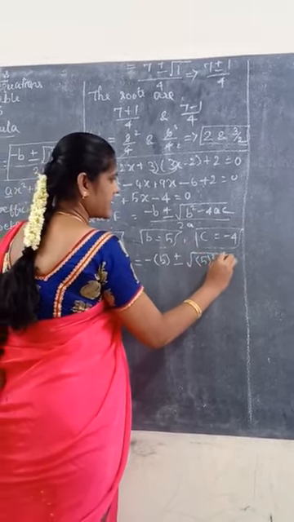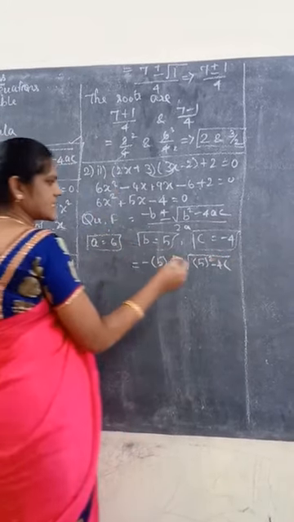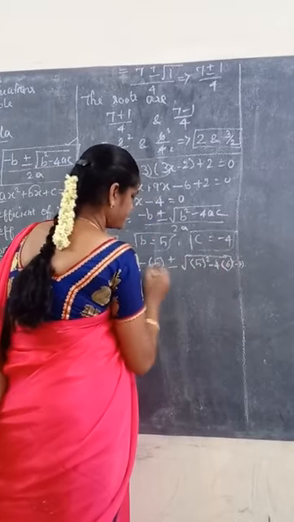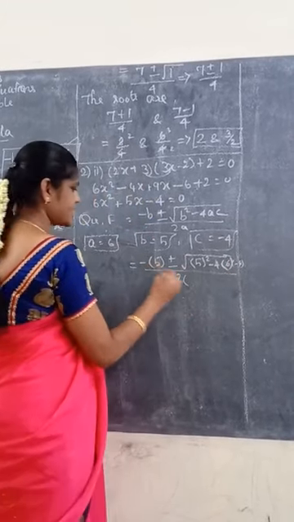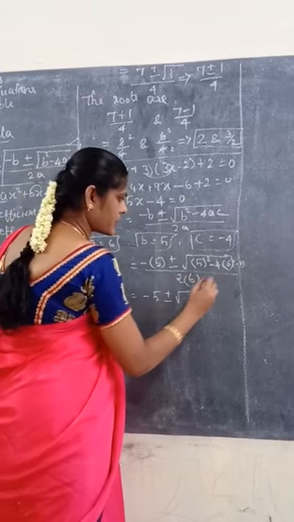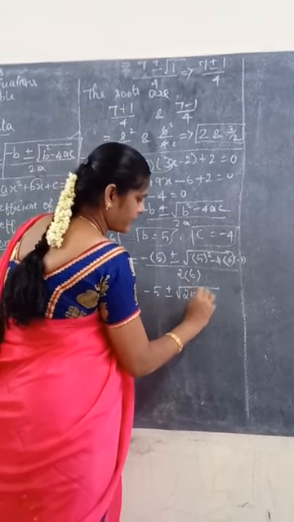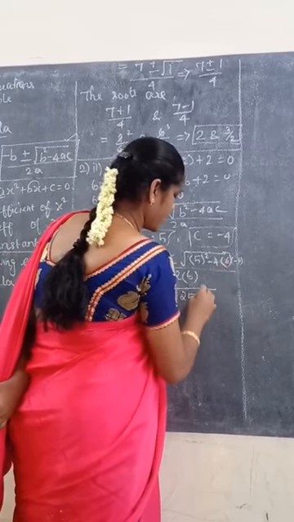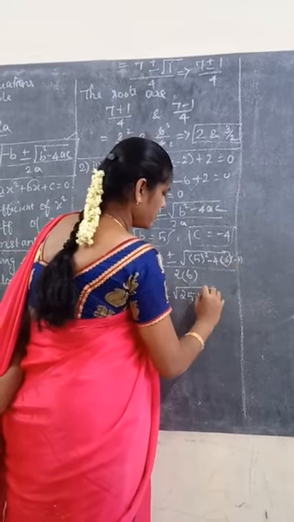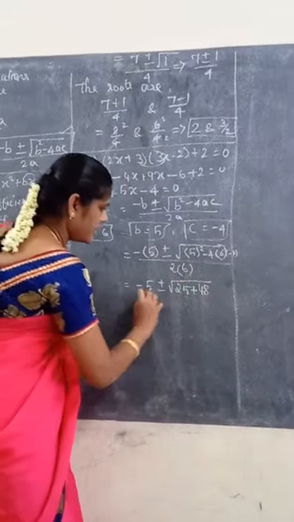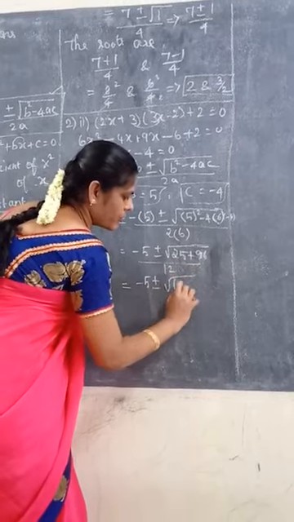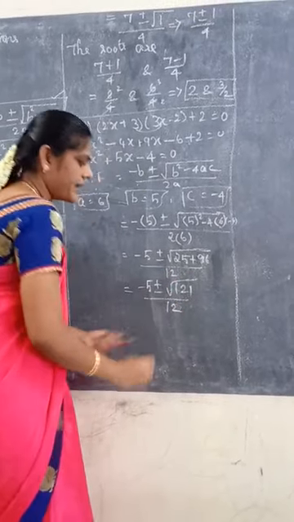B squared minus 4 into what is A? 6. What is C? Minus 4 divided by 2 into what is A? 6. Minus 5 plus or minus square root of 25 minus 4 into 6 into minus 4 plus... 24 into 4 is 96, so minus 5 plus or minus square root of 121 by 12.